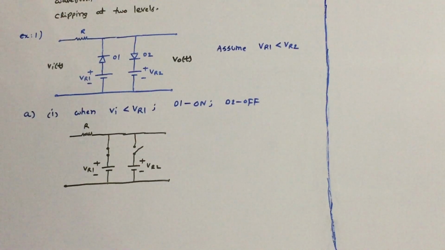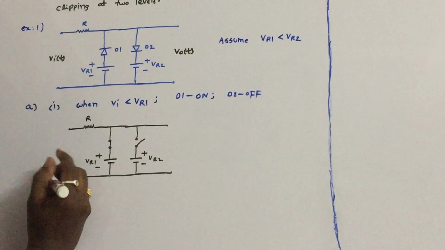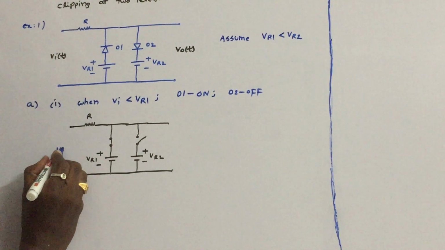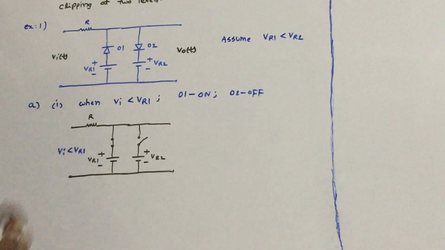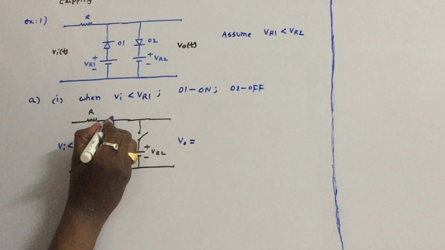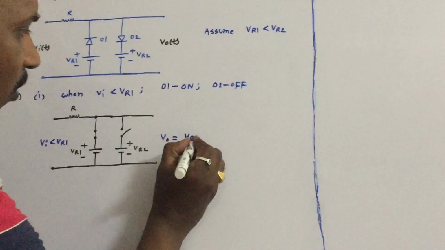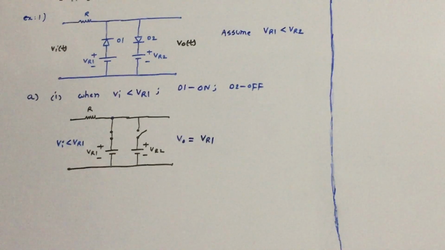So what is the input voltage? Here the input voltage Vi is less than VR1. This is the circuit condition. So what is the output voltage? From network knowledge, this node is directly connected to VR1. So the output voltage is equal to VR1. That is under this case.